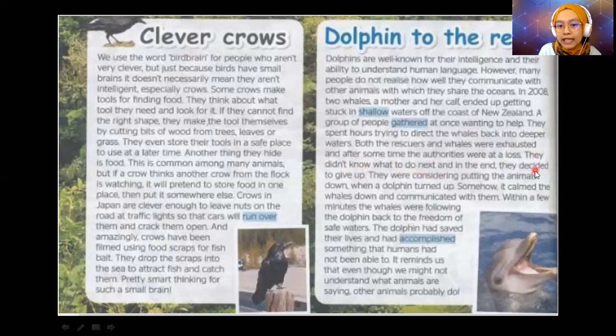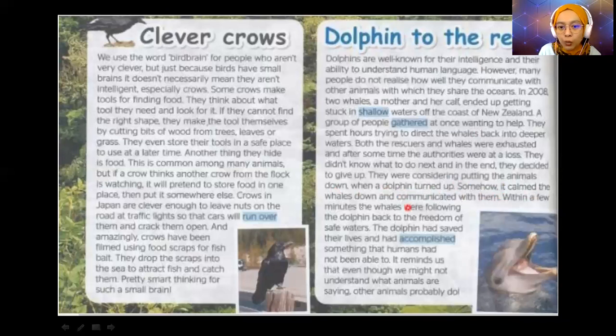And in the end, they decided to give up. At the end, dia orang buat keputusan untuk putus asa. They were considering putting the animals down. Okay, mereka tengah menimbang untuk putting the animals down, maksudnya untuk mematikan mereka lah. Okay, putting the animals down. When a dolphin turned up, tiba-tiba ada seekor ikan lumba-lumba ni muncul.